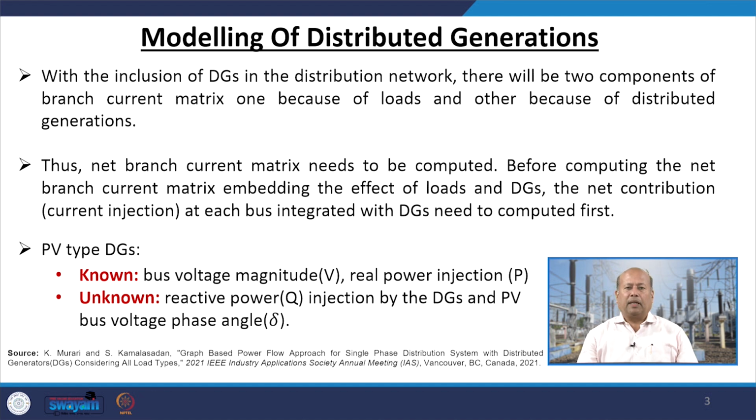Now, the DGs are of different types. Assuming it is a PV type, bus voltage magnitude V and real power injection P are both known, whereas the reactive power Q injection by the DGs and the PV bus voltage phase angle delta are not known to me.